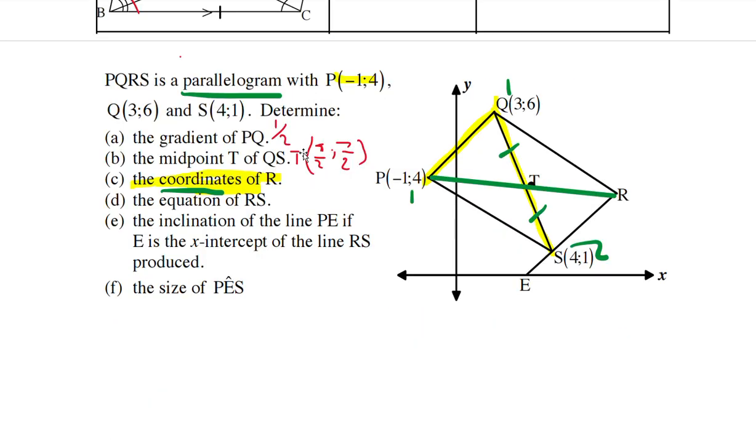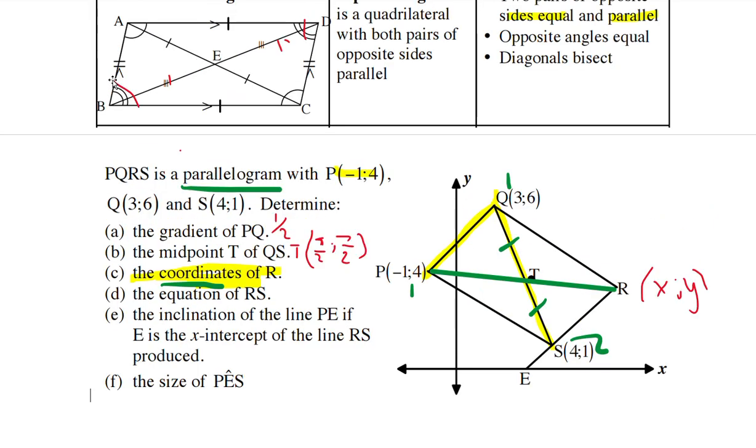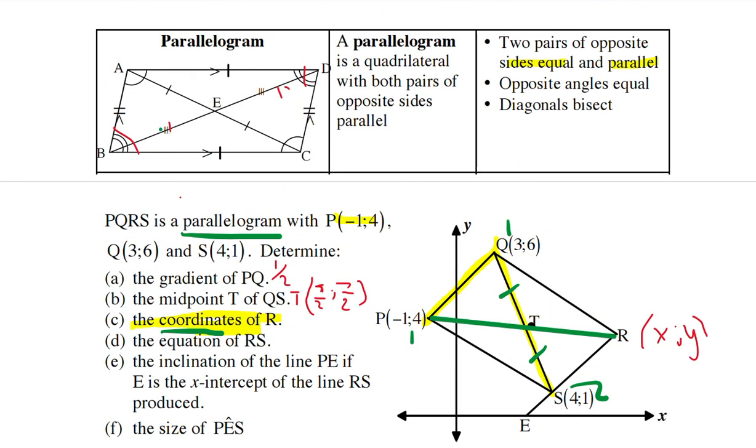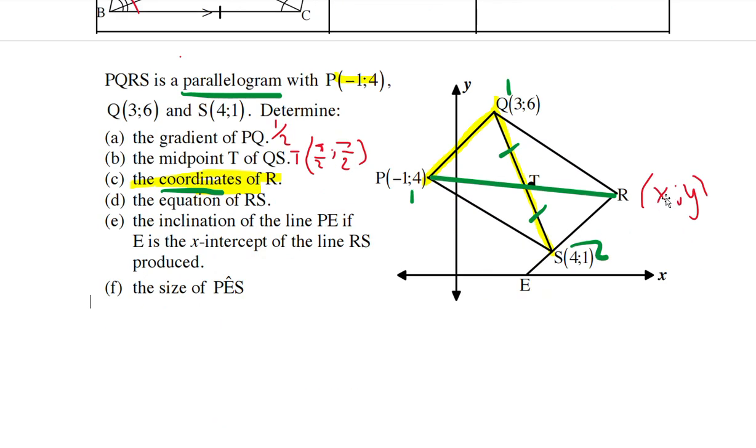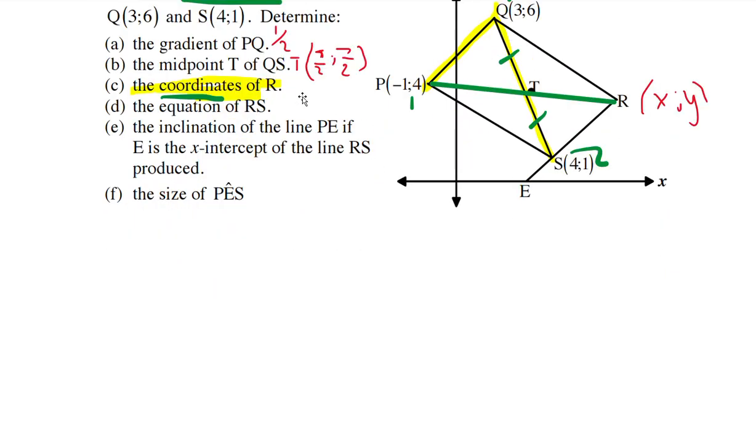So now we need the coordinates of R. So we know R, the coordinates are given by x and y. But we know the coordinates of T, right? They are 7/2, 7/2. We have solved them using the midpoint from the previous question. So now we also know that since this is a parallelogram, look at this here. We know that the diagonals are bisecting each other, right? So we can use the midpoint to also solve for the coordinates of R there. Let me do it now.